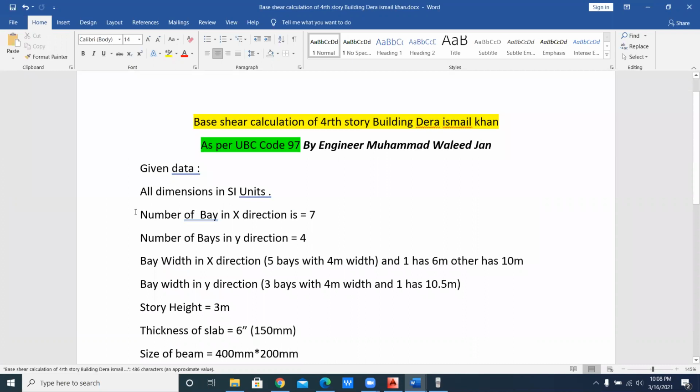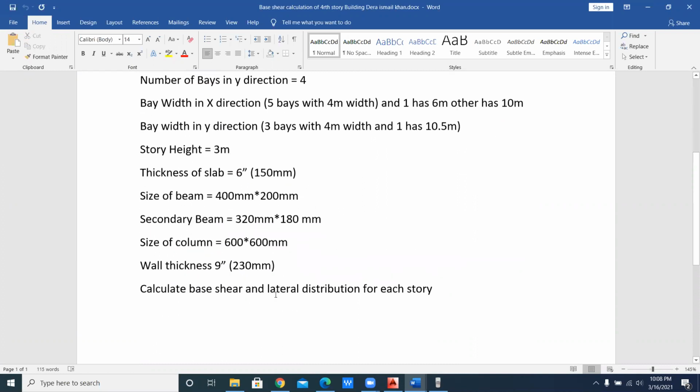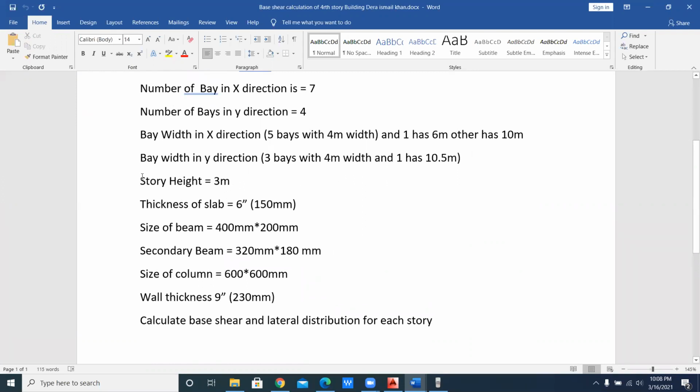Now you will see here the number of bays in the x direction is 7, and the number of bays in the y direction is 4. 5 bays are 4 meter, one is 6 and the other is 10 meter. That is your bay. Story height is not 3 meter, it is 3.5. Thickness of slab is 6 inch, size of beam is there, and now the size of column is here. This is your size of column, 600 multiplied by 600.